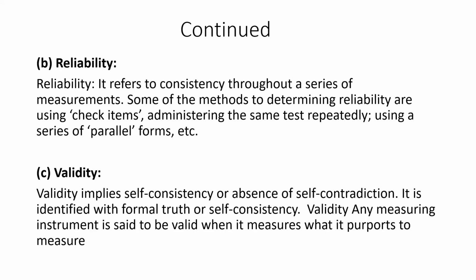Next, there is reliability. Reliability refers to consistency throughout a series of measurements. Some of the methods of determining reliability are using check items or administering the same test repeatedly, again and again, so that the results could be reliable. Next, there is validity. Validity implies self-consistency or absence of self-contradictions. It is identified with formal truth or self-consistency.